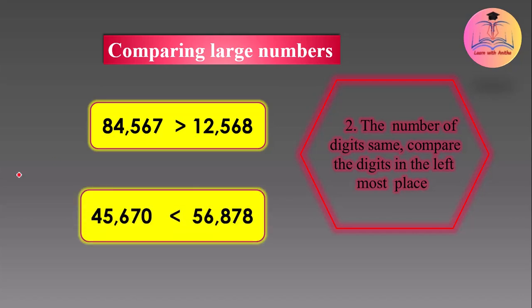We'll see one more example here. Here also a 5-digit number is there, and here a 5-digit number is there. Then how will we compare? We will compare the digits in the leftmost place. That is 4 and 5. The number having the greater digit in the leftmost place is greater of the 2. So 56,878 is the largest number here.